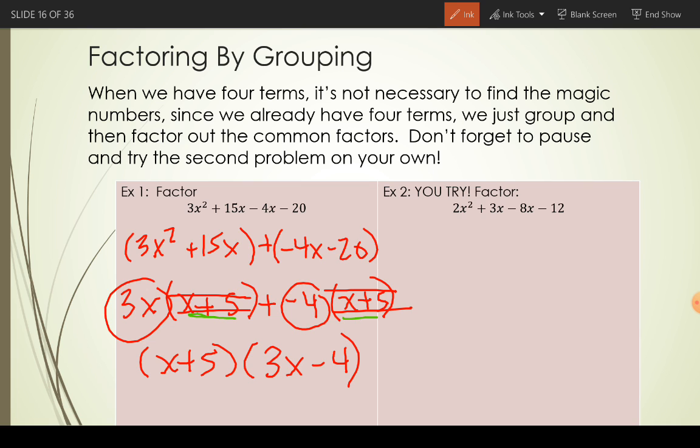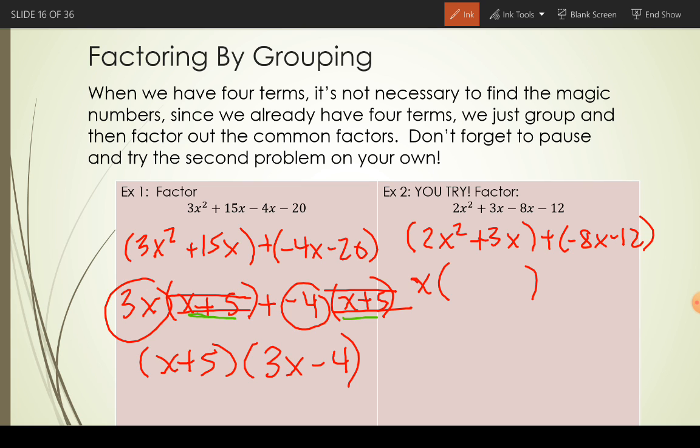Welcome back. So we're going to group the first two together. So 2x squared plus 3x. And then we're going to group the second two, negative 8x minus 12. I can only take out the greatest common factor from the first two. And that greatest common factor, what they both have, is an x.